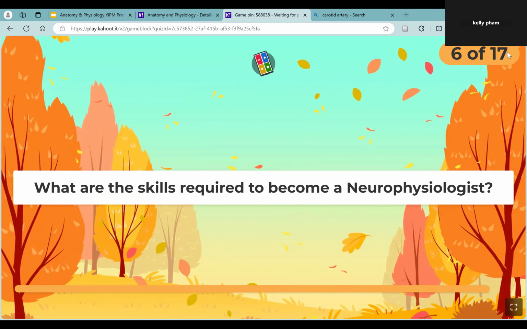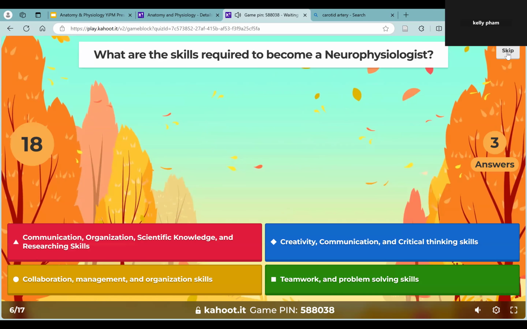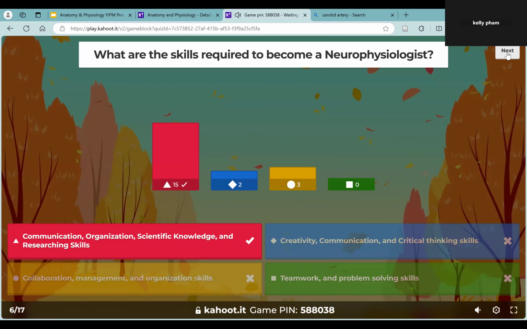What are the skills required to become a neurophysiologist? So the skills required are communication, organization, scientific knowledge, and research skills, but other skills are great too.